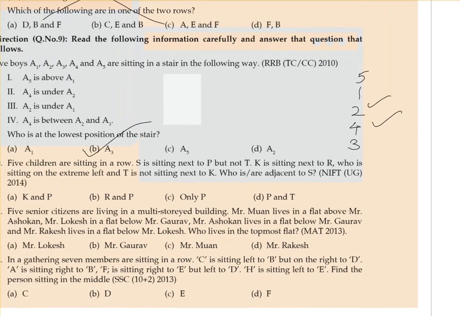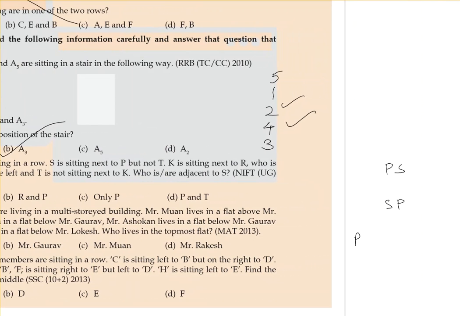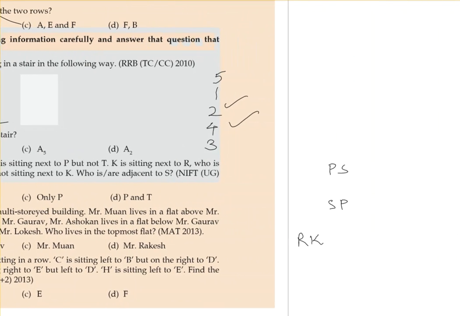K is sitting next to R, who is sitting on the extreme left. R is sitting on the extreme left, K is sitting next to him. And T is not sitting next to K.